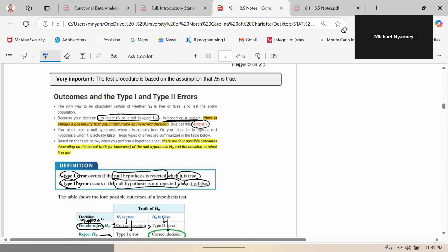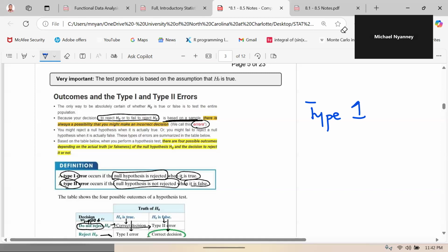These errors have been categorized into two. We have the type 1 error and the type 2 error. In summary, a type 1 error implies that since we are assuming that H naught is true, if H naught is true and we reject it, we've committed an error because it is true and you are rejecting it. So that is an error, and that error is called the type 1 error.